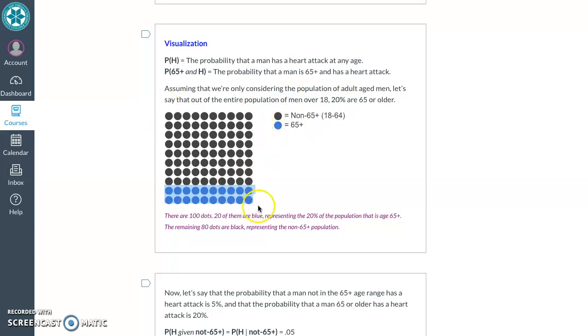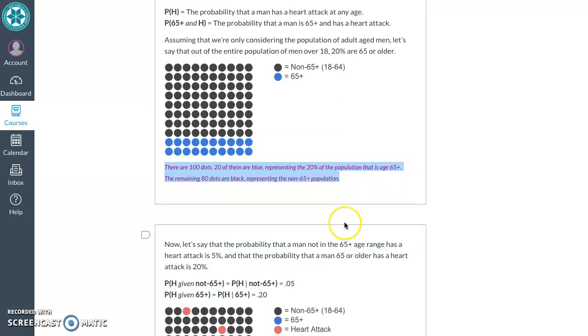So this is 100 dots. Let this be 100 men. This is the number that would be 65 plus. The writing in purple here is something to pay special attention to as you go through the homework. It clarifies what exactly is happening in this diagram.